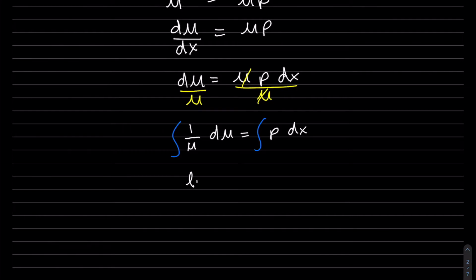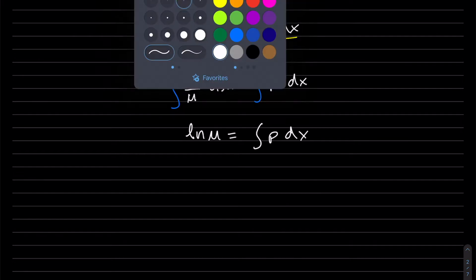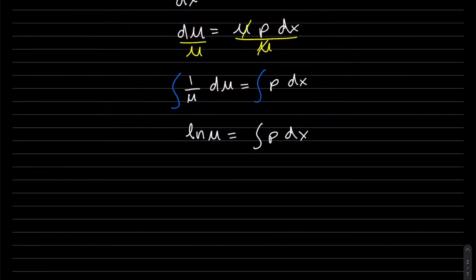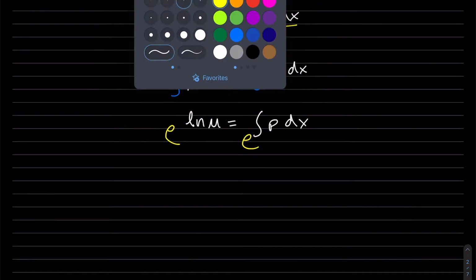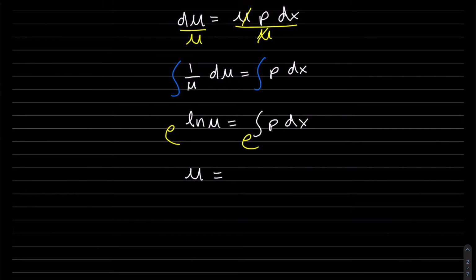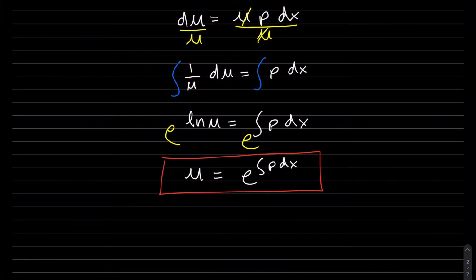We get natural log of mu equals, p is a function, it's not a constant. That's what we've got to remember here. So we don't actually know what the integral of p dx is, so we keep that, but we do want to solve for mu. So we do need to raise both sides to e. And then we'll get mu equals e to the integral of p dx. And that is our integrating factor.